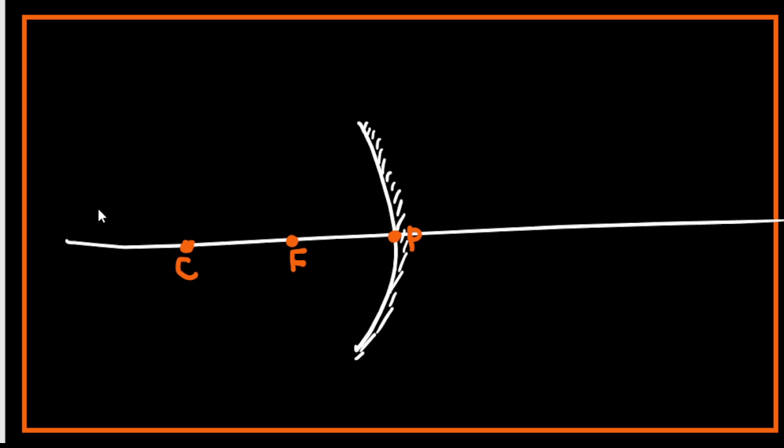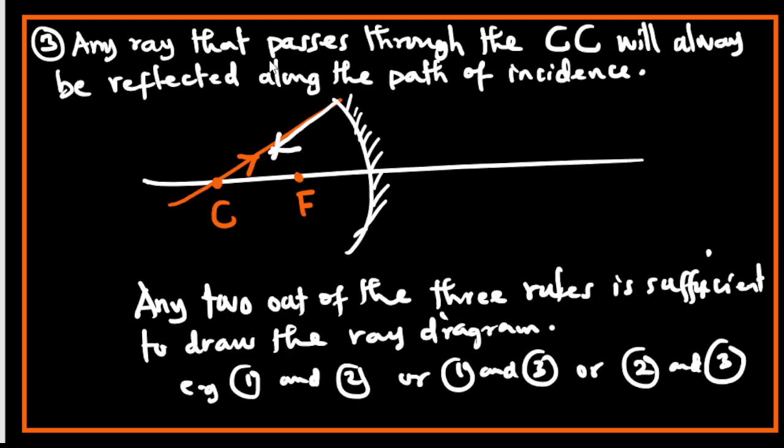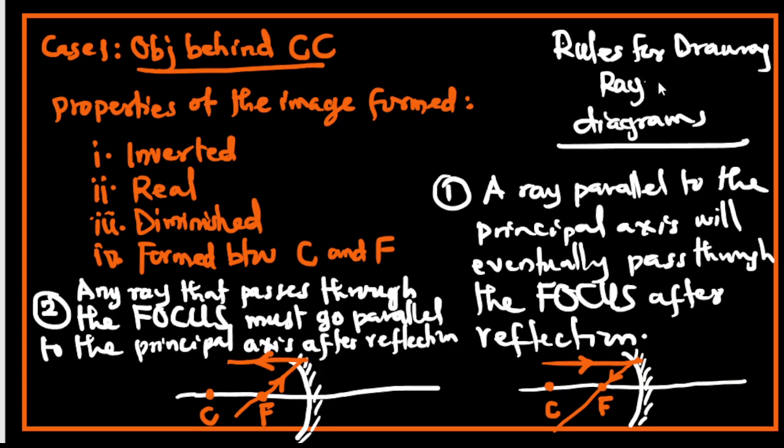Now we are considering an object positioned behind a center of curvature. So this is an object here, positioned here. Now this is somebody standing behind a center of curvature. Now, what does rule 1 state? Rule 1 states that when a ray is parallel to the principal axis, the reflection will always pass through the focus. Alright, so let's make use of that rule 1.